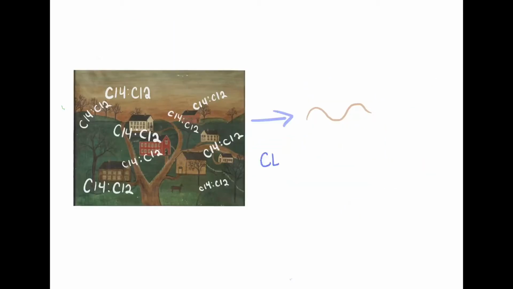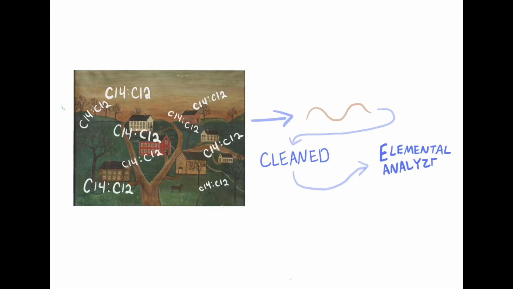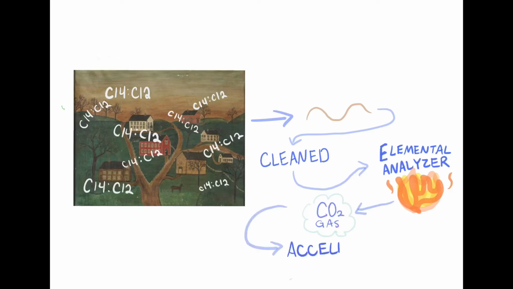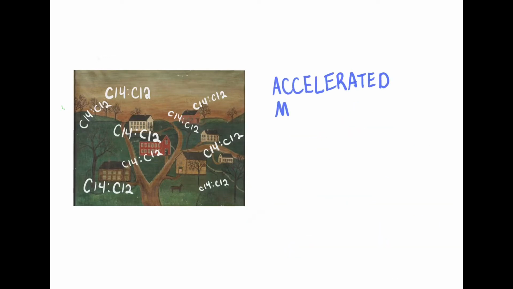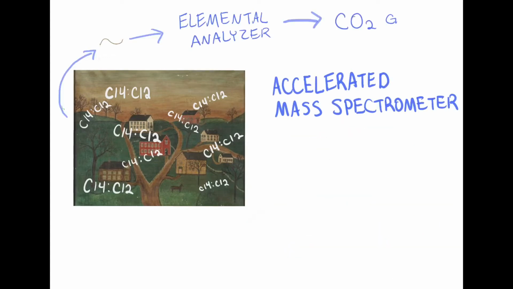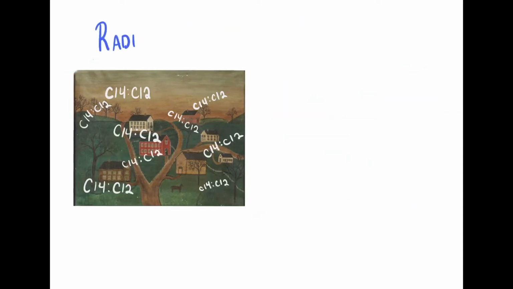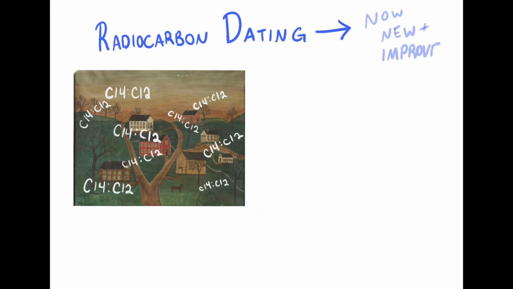After being cleaned, the sample is placed into a machine called an elemental analyzer. The elemental analyzer burns the sample, converting it into carbon dioxide gas. The gas is then trapped and fed into what is called an accelerated mass spectrometer, which measures the gas's ratio of carbon-14 to carbon-12.